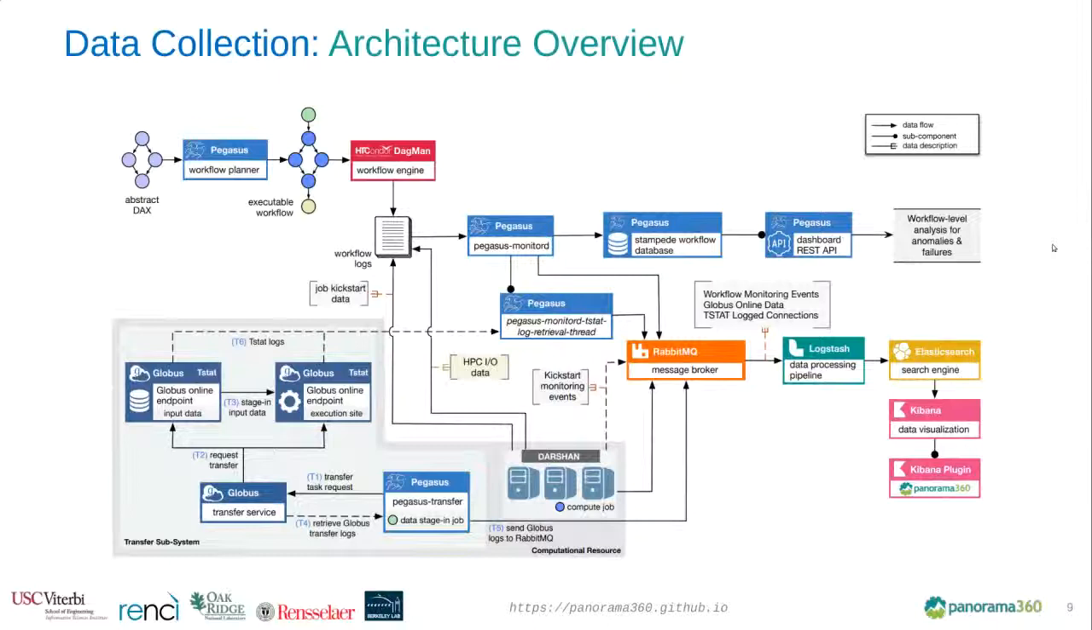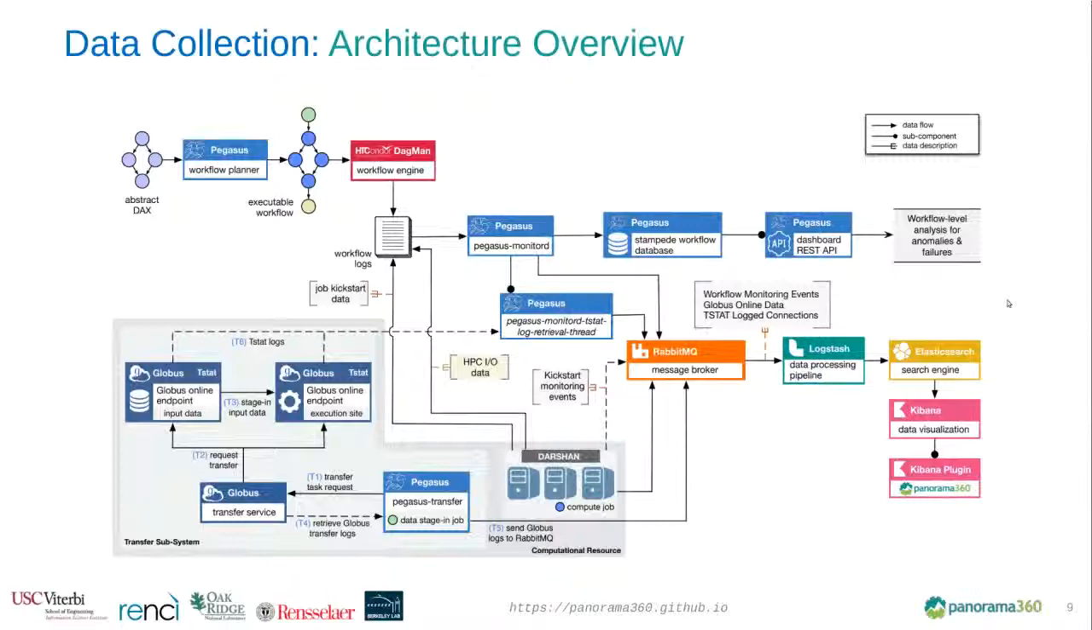You can separate the architecture into five entities. The first one is Pegasus, which plans and runs the workflow. Then we have the monitoring tools that we're using: Pegasus Monitord, Globus logs, Darshan logs, and Kickstart monitoring events. The third entity is the message broker, which in our case is RabbitMQ. The fourth entity is the data processing pipeline, which in our case is Logstash. And then we have the search and visualization engines, which in our case are Kibana and Elasticsearch.